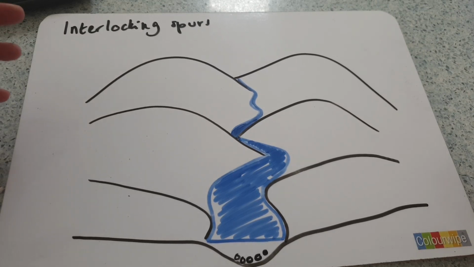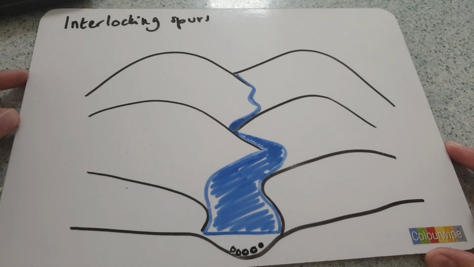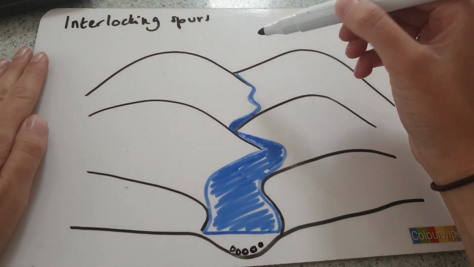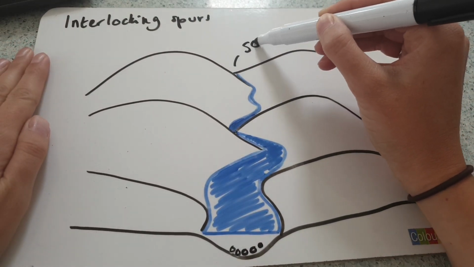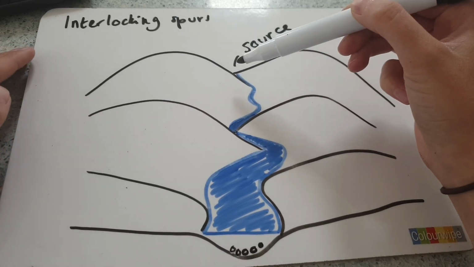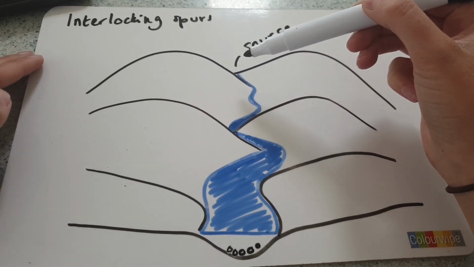I'll set this one up because it's quite a complicated diagram to draw. There are some better, more simple ones that you can find on the internet, so have a little look around. But interlocking spurs only happen in the first initial stages of our river, so right in our upper course. So this, for example, could be the source of the river, right up here. So right up in the highlands, somewhere where the water first springs from.